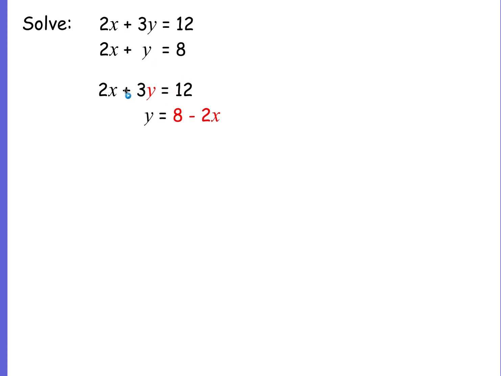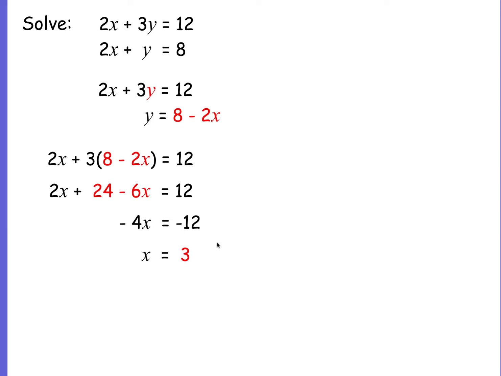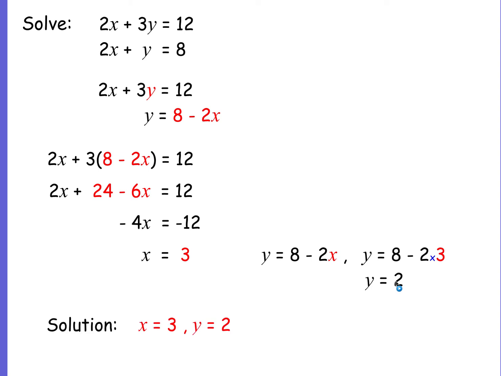Take the first equation, and you can replace its y, which is in red, by the 8 minus 2x, and it becomes 3 bracket 8 minus 2x there. So that's the substitution. Now you break up the brackets, tidy things up, solve it for x. Now you know x, you can put it back into one of the equations, and this one's the easiest, y equals 8 minus 2x, and work out y. And then you've got the solution. So that's quite a bit of working.